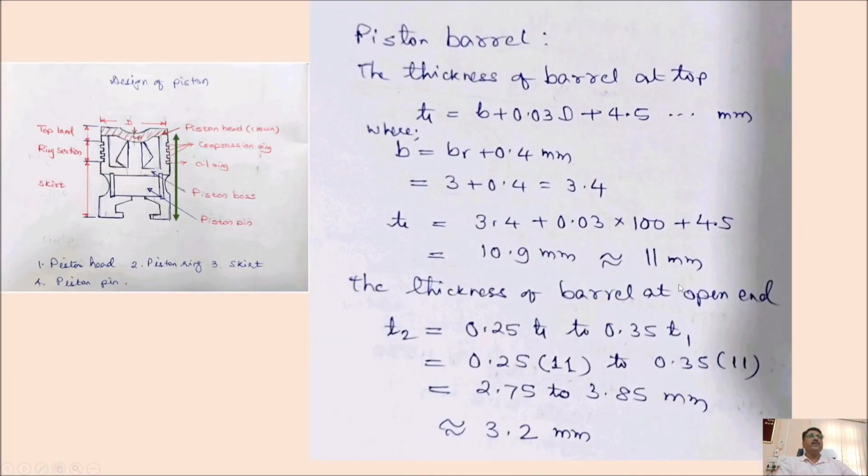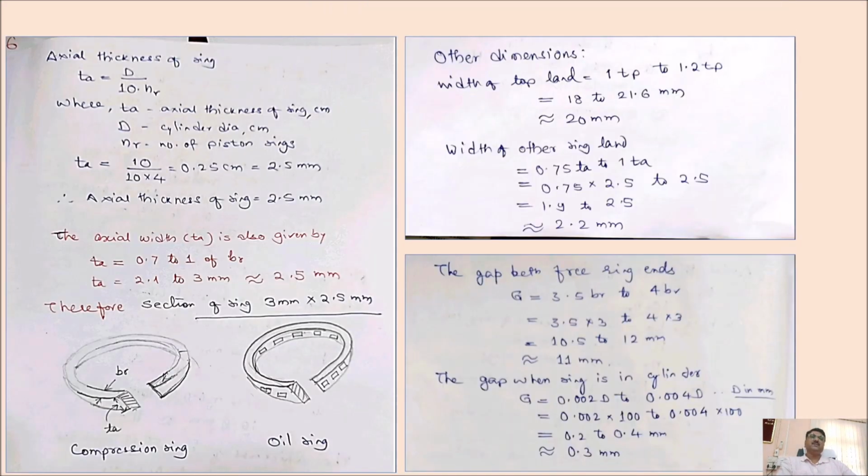Gap between free ring ends is also called piston ring gap. It is 3.5 BR to 4 BR. It is 3.5 into 3 to 4 into 3. It will be 10.5 to 12 millimeter. So it will be like 11 millimeter is the gap.